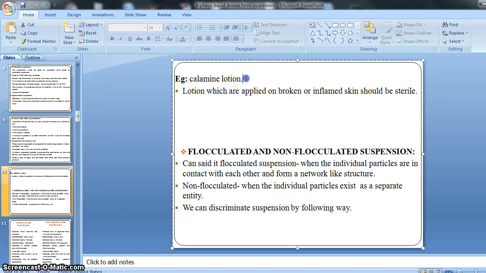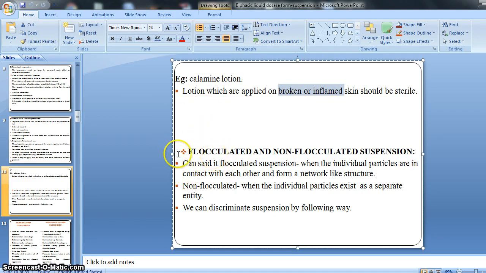Then calamine lotion is one kind of suspension which is externally applied, right? So this is one example of a lotion containing suspension. Then lotion which is applied on broken or inflamed skin should be sterile. It means that when a lotion suspension is applied on broken skin or inflamed skin, that preparation should be sterile, right? That's why it must be sterile.